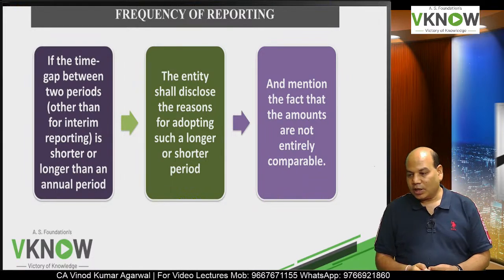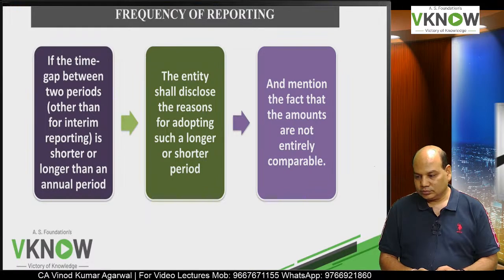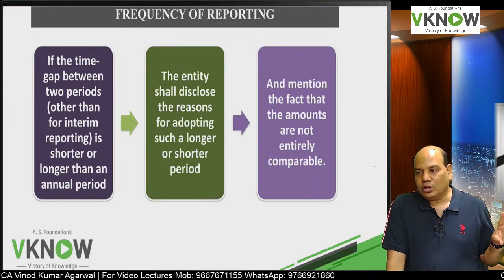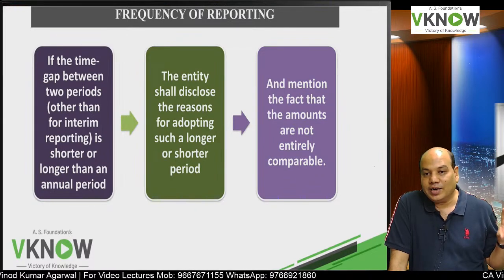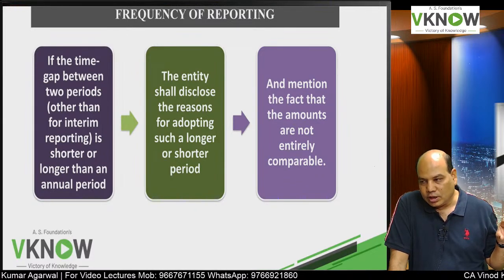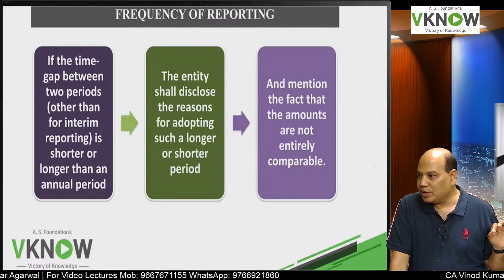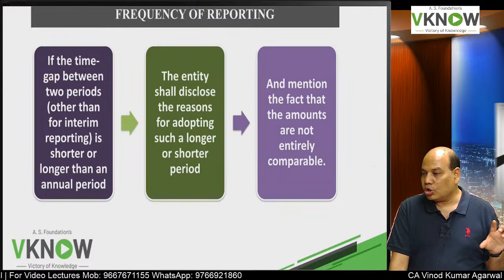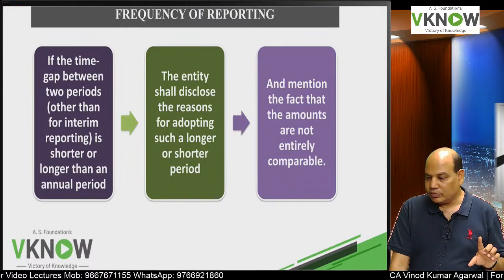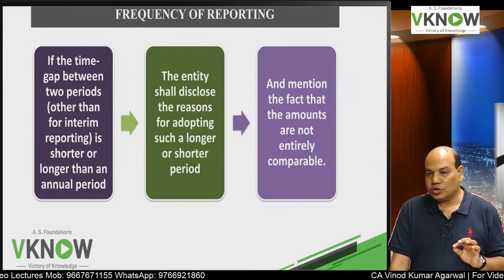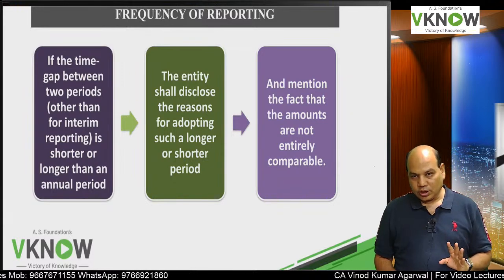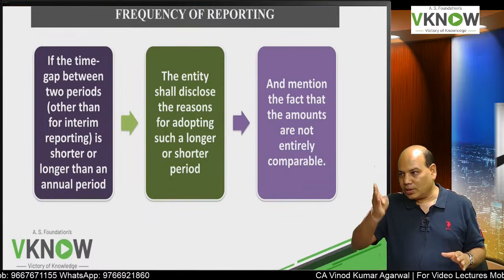So if the time gap between 2 periods, other than for interim reporting, is reporting for a period less than 12 months. Like in India, listed company prepares quarterly reports. If the time gap is shorter or longer than annual period, entity will disclose the reason for adopting a longer or a shorter period. Okay, and also mention, suppose you are giving comparative also.